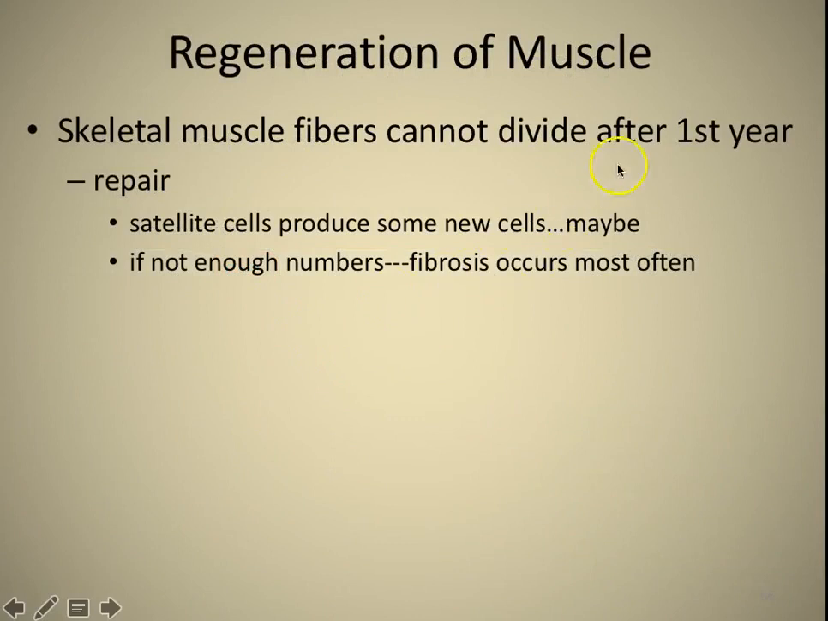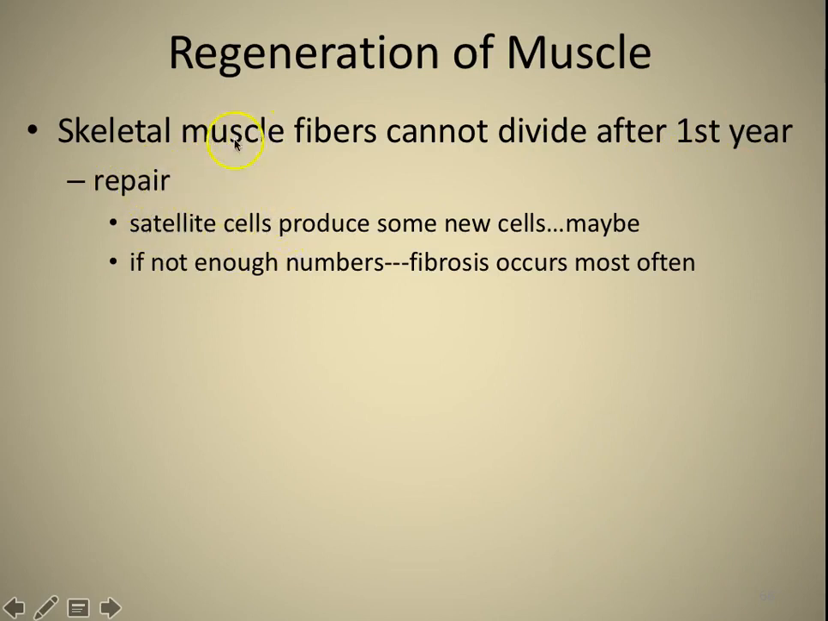So just a few other things about muscles and how well they reproduce themselves. Your skeletal muscles, really after you're about a year old, do not divide. Even before that, they're really stopping their division. So at that point, you've got all the skeletal muscle cells you're ever going to have. You do have what are known as satellite cells.